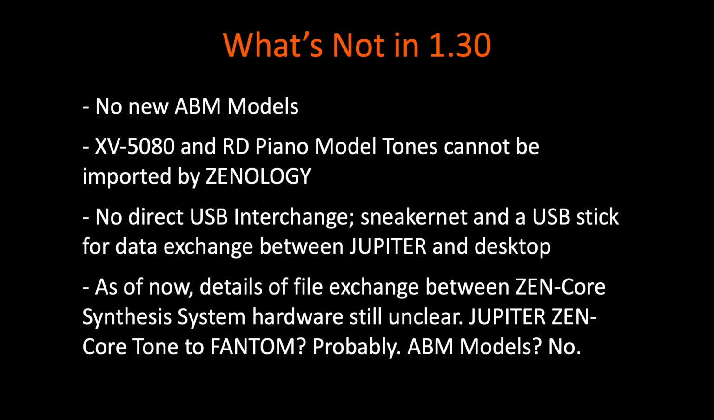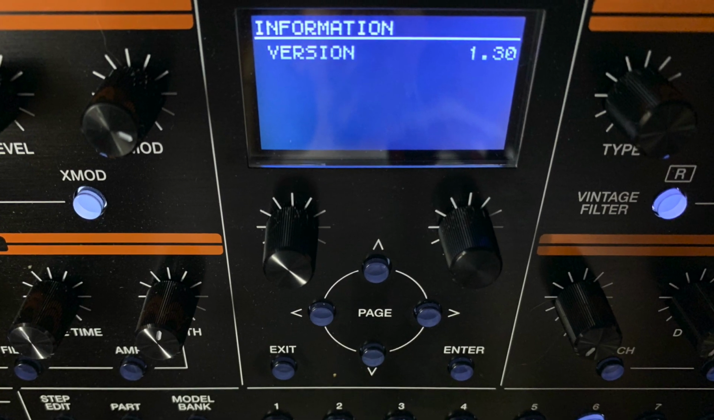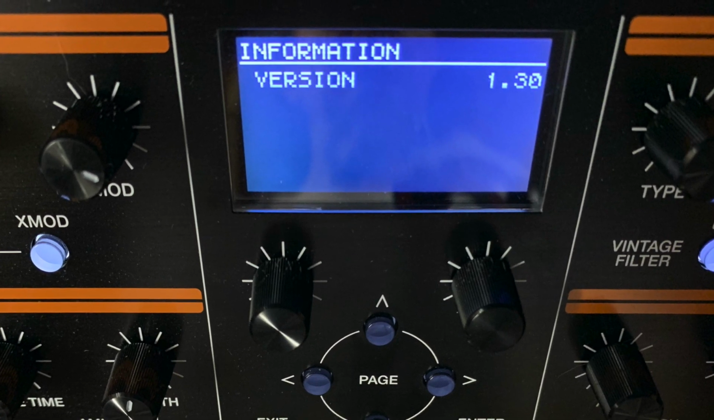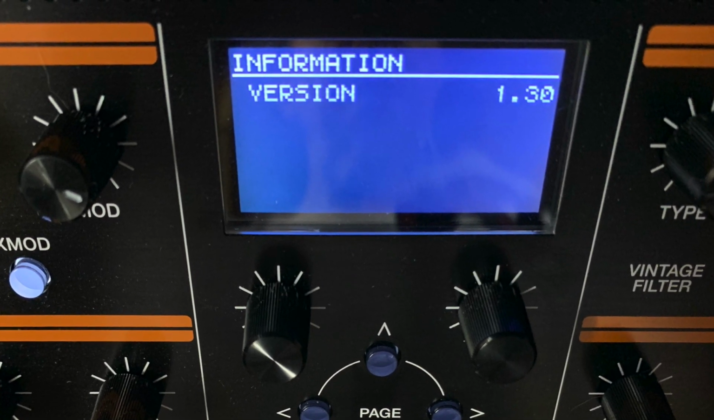As I'm recording this, I don't know how any of this impacts other ZEN-Core systems. I suspect ZEN-Core tone export from the Jupiters to the Phantom may now be supported, but not Jupiter models or model expansion tones. And no word yet on whether ABM model expansions will even be made available to that other hardware. Nevertheless, as I said, this update is a must-have, and a big round of applause to the Jupiter development team in Japan and Roland support worldwide.